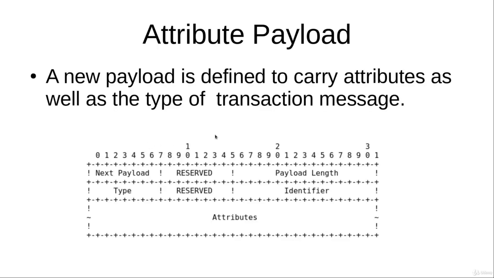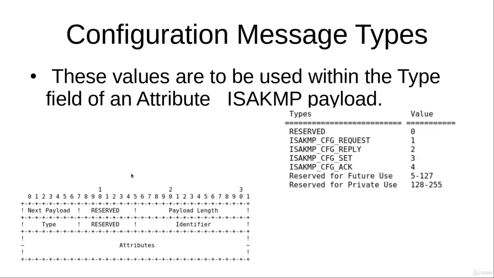A new payload is defined to carry attributes as well as the type of transaction messages. The next payload identifies the payload type of the next payload in the message. If the current payload is the last in the message, then this field will be 0. Configuration message types include the configuration request, reply, or set and acknowledge as seen in this slide. The configuration attributes field has 0 or more IKE CFG attributes requested. Zero-length attribute values are usually sent in a request only.